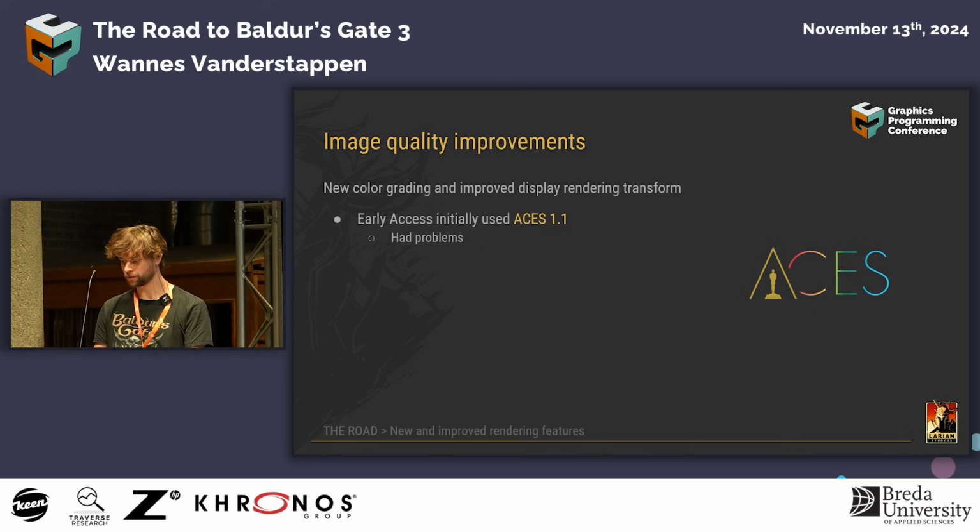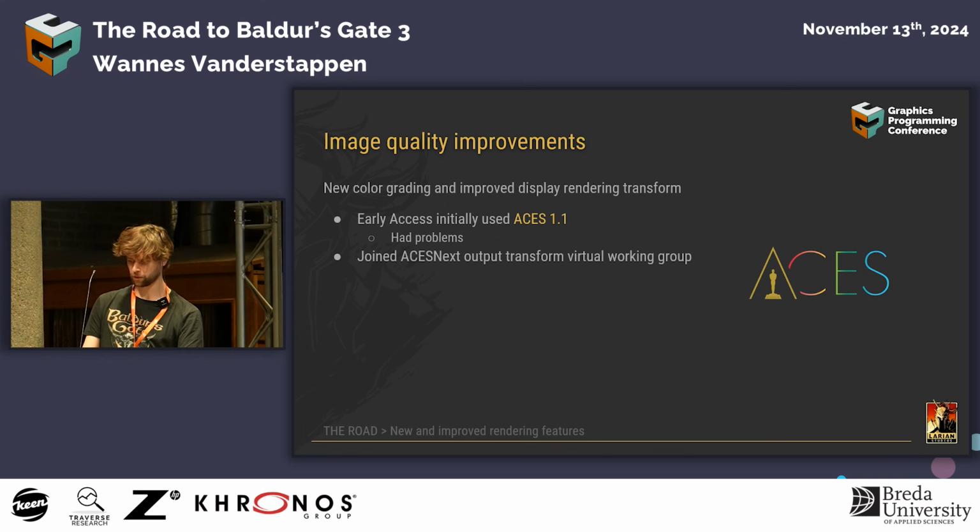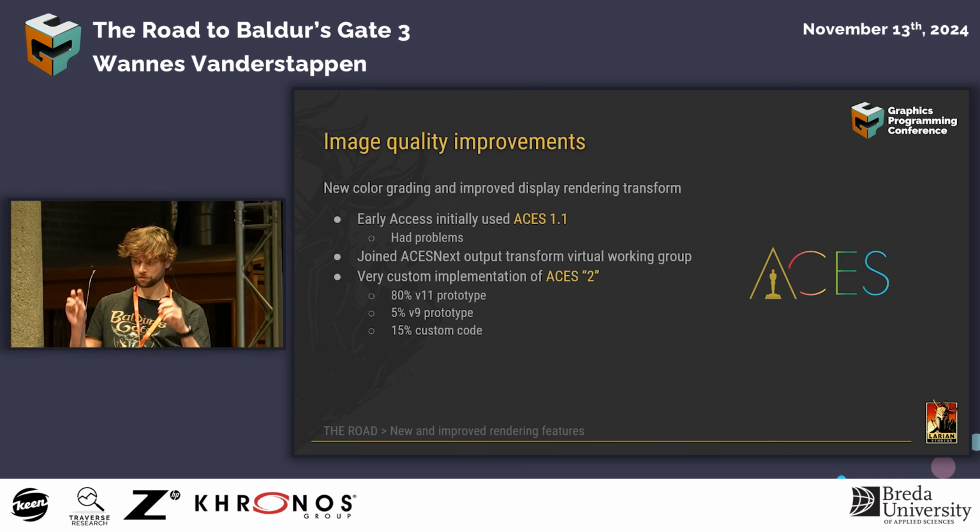Early access initially shipped using ACES 1.1, but this had a couple of problems. For instance, the blue highlights turned purple. We fixed that, but it also still had other problems like visually it kind of looked yellow and the blacks were very crushed. So our colleague that worked on this joined the ACES Next Output Transform Visual Working Group to work on the next iteration of ACES. And from that, we had a very custom implementation of ACES 2. It's not released yet, so that's why it's within quotes. So this is 80% the version 11 prototype, 5% the 9, and about 15% is completely custom code.